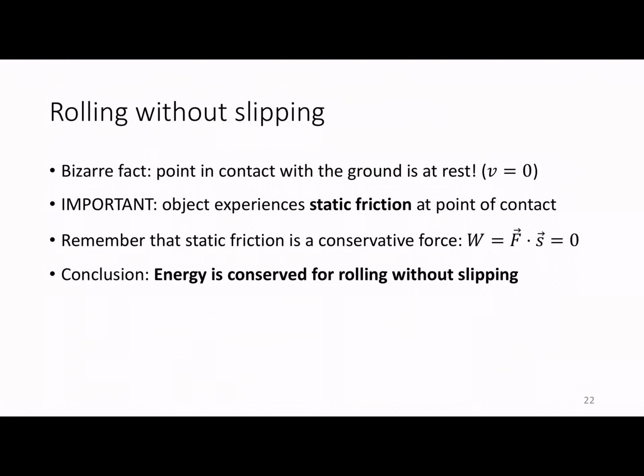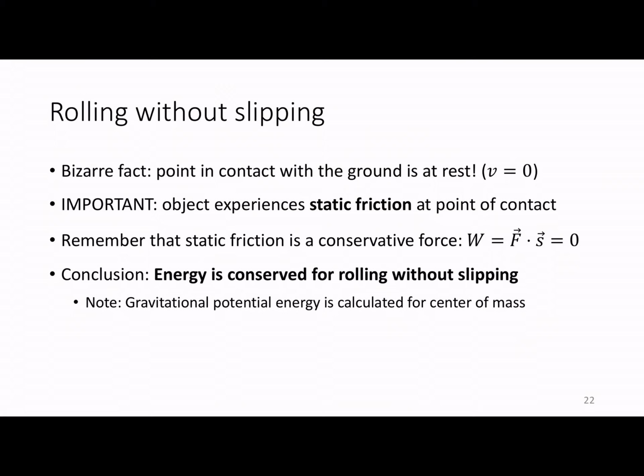And what that means is that for rolling without slipping, energy is conserved. Rolling without slipping is going to be the special condition where v is equal to R times omega, a is equal to R times alpha, and energy is conserved. So that's going to be a lot of our lecture next time, using the properties of rolling without slipping to solve for motion with conservation of energy.